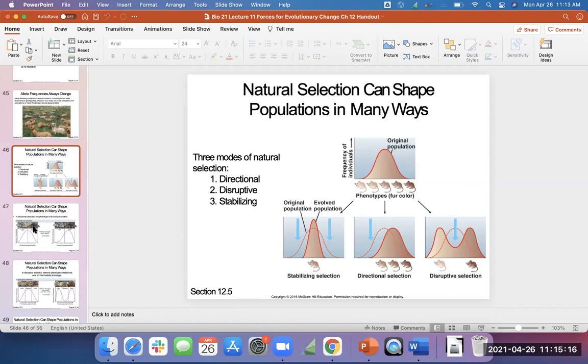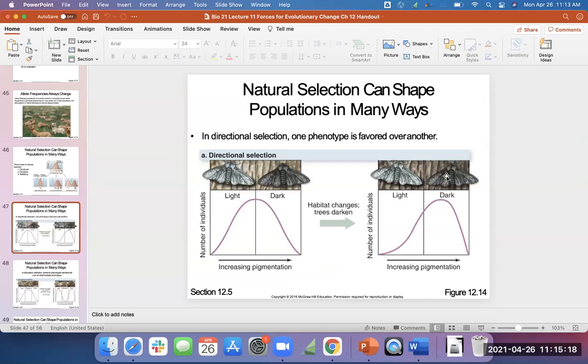It's directional when one of the phenotypes is being favored. What is a phenotype? Do you guys remember the definition of a phenotype? The physical appearance, the characteristic that's expressed. So when the gene is expressed, whatever you have. So the directional, it's going in one direction, and one phenotype is favored over another. That would be the definition of it.